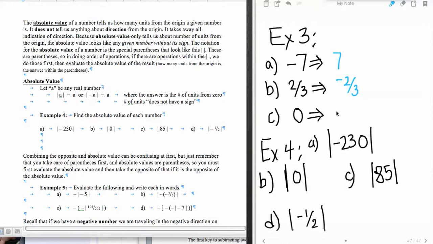I just wanted to really hit home the fact that 0 has no opposite, no additive inverse, and so when we want the opposite of this, we're still saying it's 0 because 0 is neither positive nor negative. Now let's get going on the absolute value.